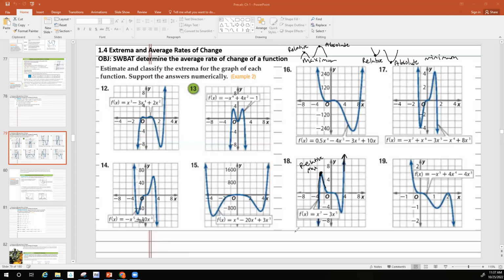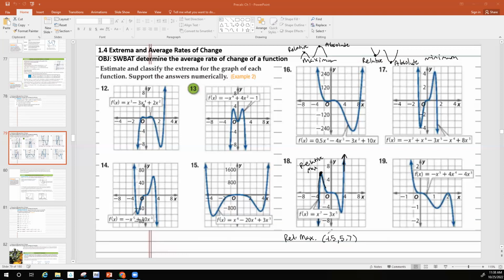All right, so there you have a relative maximum at negative 1.5, comma 5.7. That's about 5.7. Doesn't reach the 6 yet. I'm just going to assume it's 5.7. All right, could be 6. I don't know. Whatever you want to put.